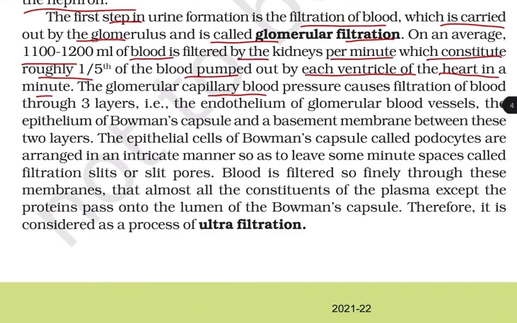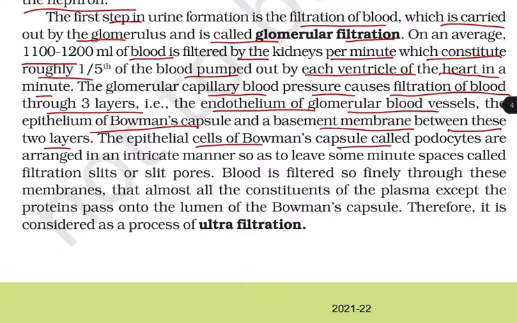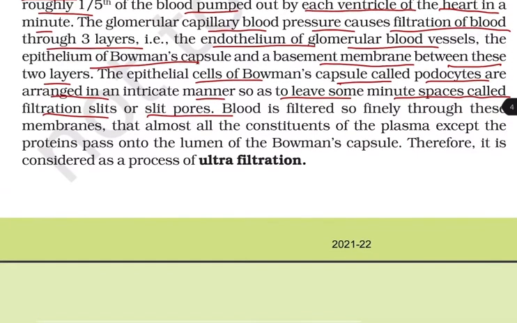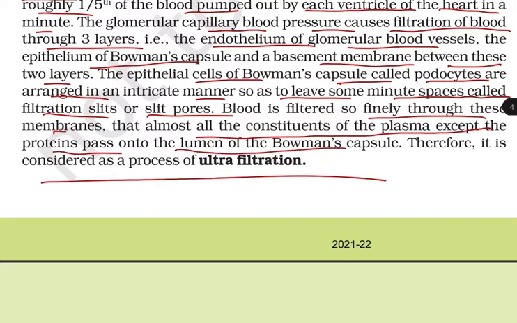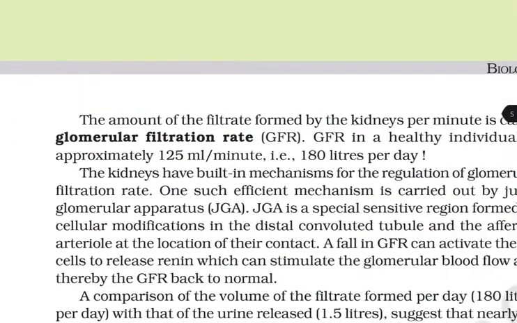The glomerular capillary blood pressure causes filtration of blood through three layers, that is, the endothelium of glomerular blood vessels, the epithelium of Bowman's capsule, and a basement membrane between these two layers. The epithelial cells of the Bowman's capsule, called podocytes, are arranged in an intricate manner so as to leave some minute spaces called filtration slits or slit pores. Blood is filtered so finely through these membranes that almost all the constituents of the plasma except proteins pass on to the lumen of the Bowman's capsule. Therefore, it is considered the process of ultrafiltration.